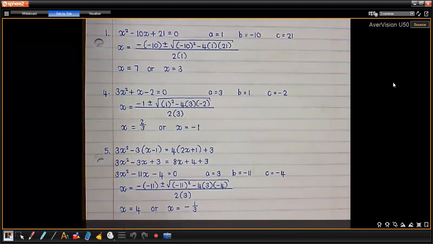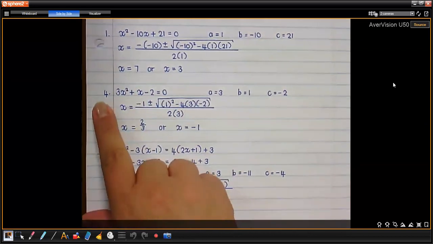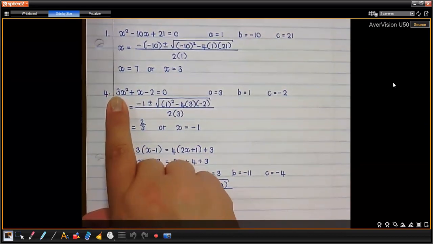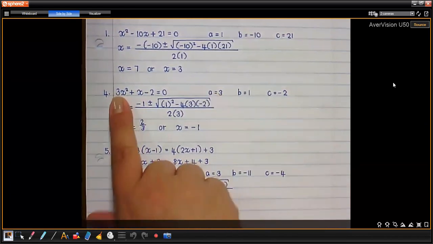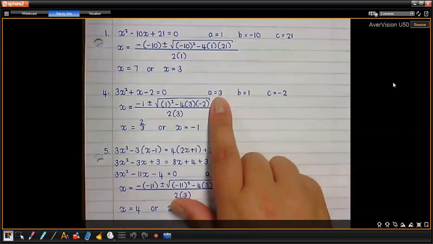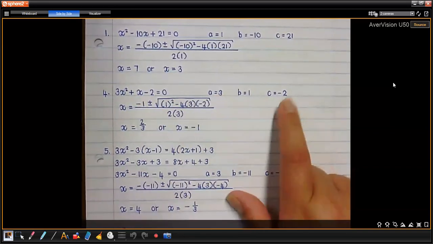Okay, so here, this one's slightly different from the ones that we did yesterday. I actually don't think we had a number other than 1 in the ones that we did yesterday. But remember, your A value is the number in front of x squared. So in this case, it was 3. B, the number in front of x, is 1, and then C was negative 2.